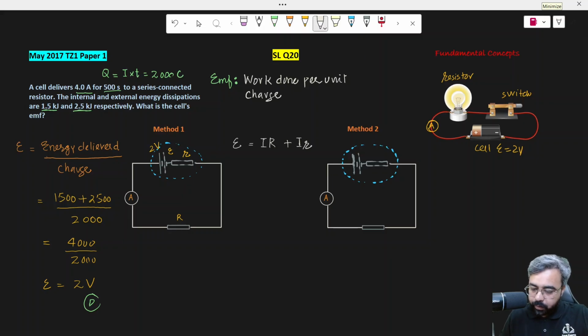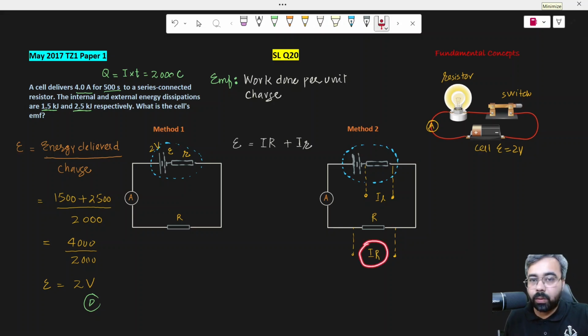So in this method, we will find the potential difference across the internal resistance, which is I small r, and the potential difference across the external resistance, which is I big R. By the way, this I big R is also called the terminal potential difference if there is just one single external resistor in a circuit.